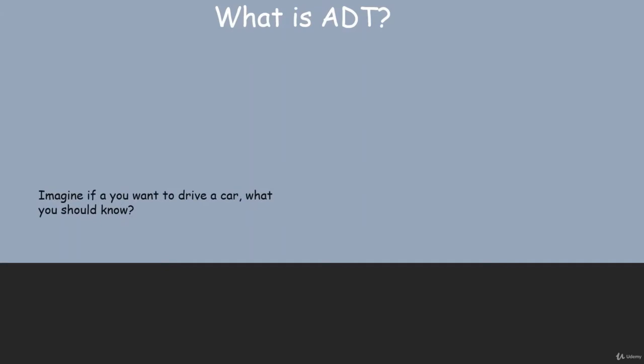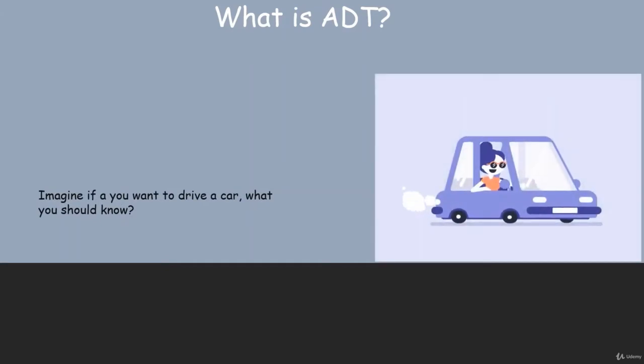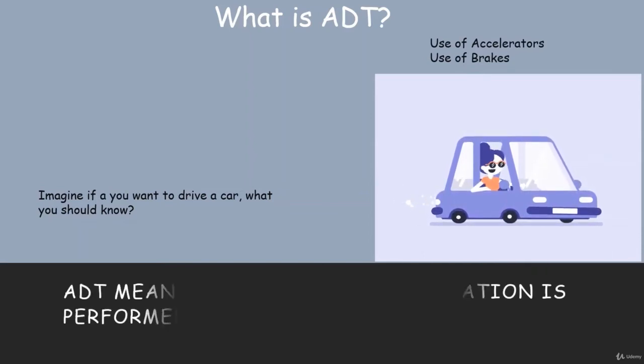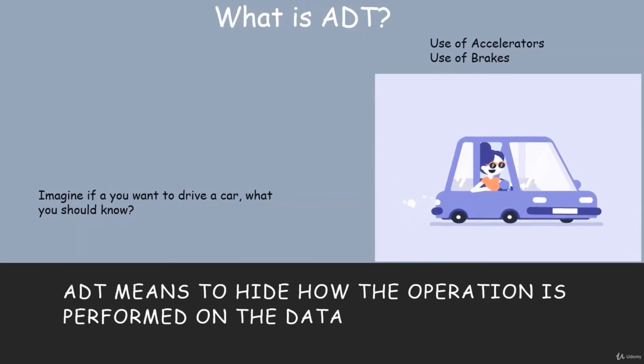For example, imagine if you want to drive a car, what you should know? You should know the use of the accelerator, the use of the brakes, and also controlling the steering wheel. And the knowledge which is not required is how, on pressing the accelerator, the speed is increasing, or the inner mechanism of the car. You don't need to know it, right? Likewise, abstraction means to hide how the operation is performed on the data. Like here, you are driving a car, but you don't know the inner mechanism of the car, right?